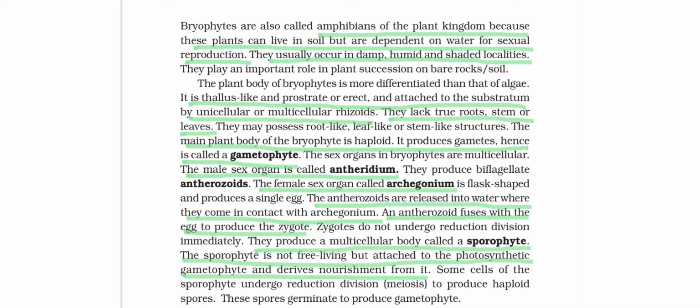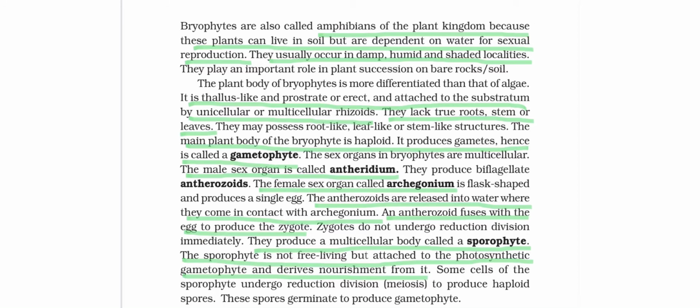Next point, we will talk about reproduction. Reproduction generally occurs through the production of gametes, and the main plant body of the bryophyte produces sex organs which are multicellular. The male sex organ is known as antheridium and it produces biflagellated antherozoids, so two flagella will be found. The female sex organ is known as archegonium. It is a flask-shaped structure and produces a single egg.